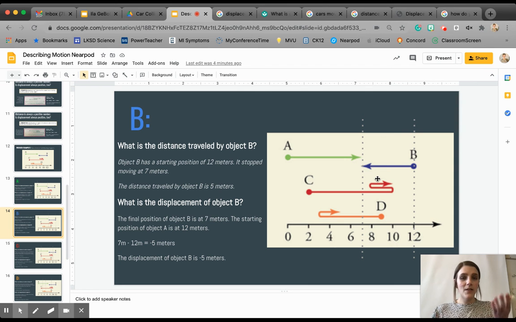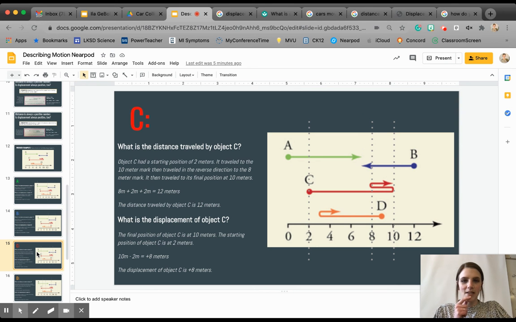So 5 meters, it's good, even though we know B was traveling in an opposite direction, in a reverse or backwards direction. When we go to calculate the displacement, that's where we're going to see a change. So again, displacement, train your brain. Final position was 7 minus the initial position, 12, which gives us a negative 5 meters. It's okay for displacement to be a negative number. That negative sign only tells us that that object ended up in a position that was behind or backwards or to the left of where they had started. Okay, so the negative sign, leave it, don't delete it. It's important. It tells us direction.